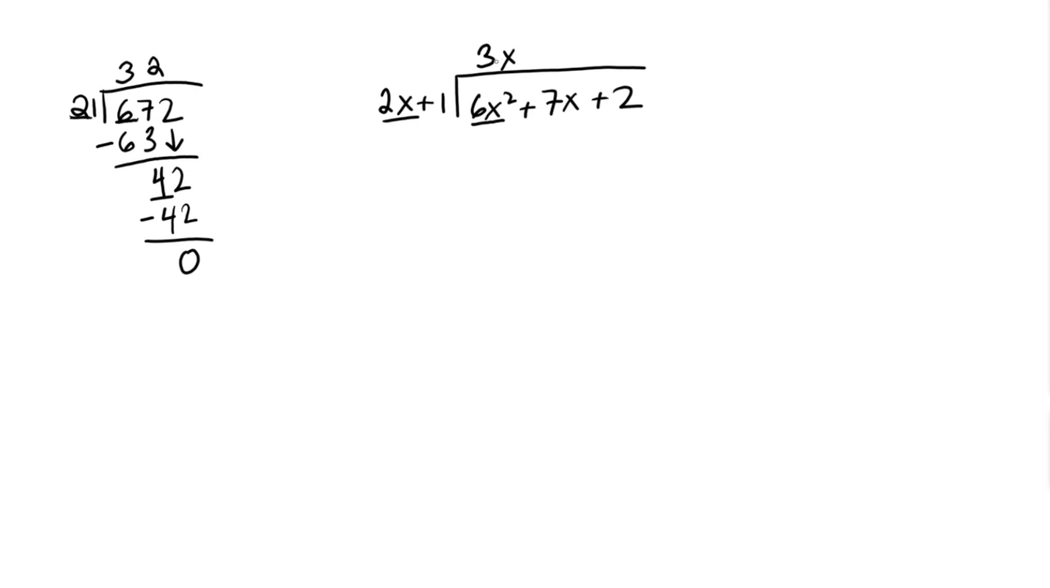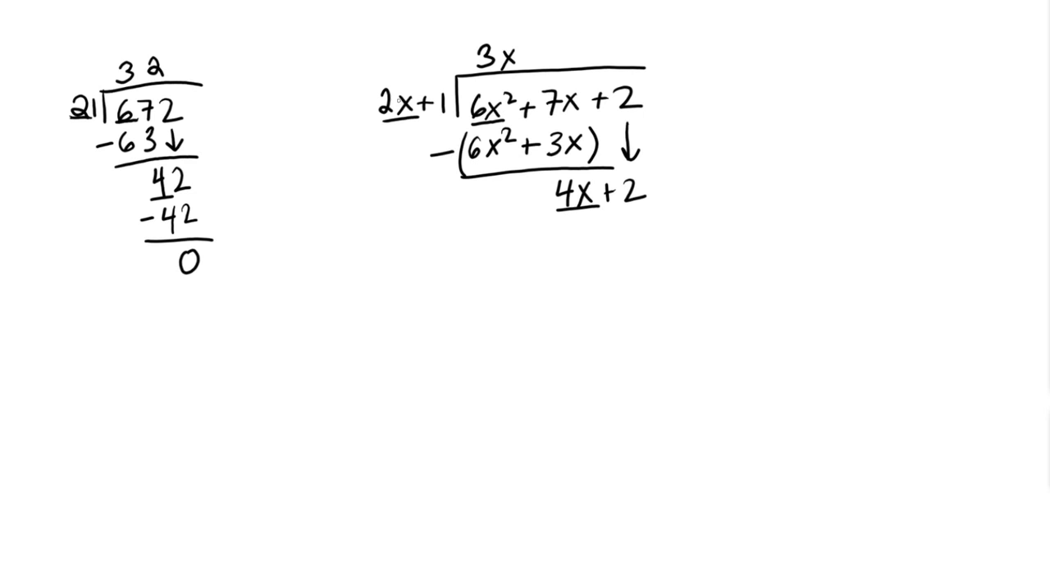I multiply 3x times 2x and I get 6x squared. 3x times 1 and I get 3x. And then I subtract. So 6x squared minus 6x squared is 0. 7x minus 3x is 4x. I bring down my plus 2, and then I repeat my steps.